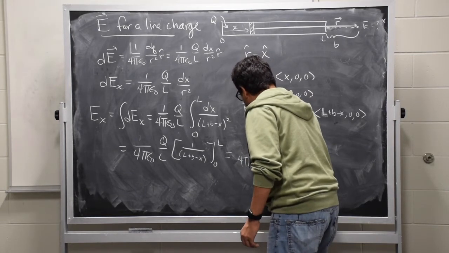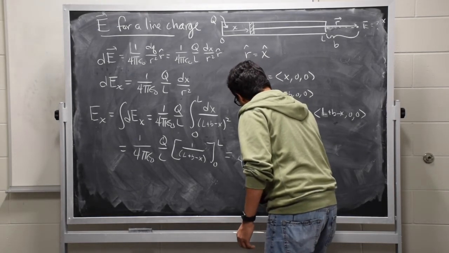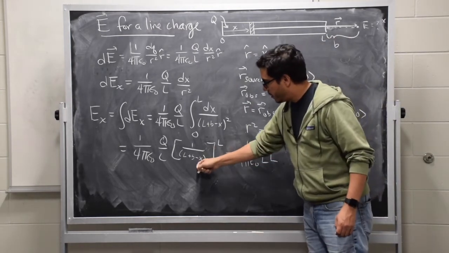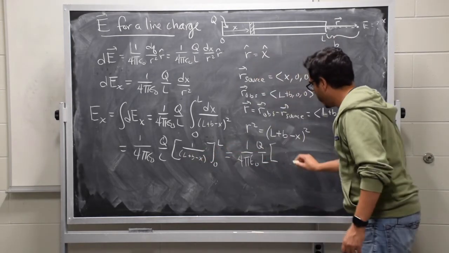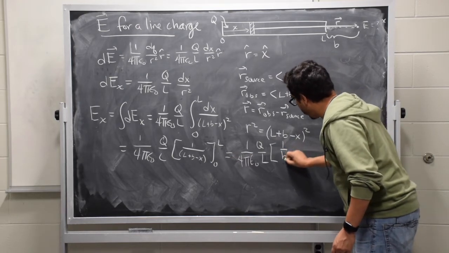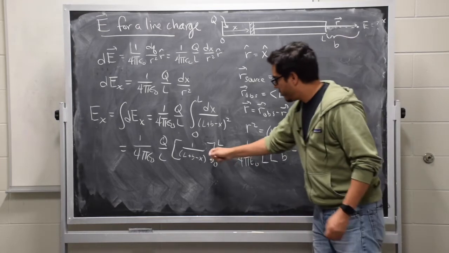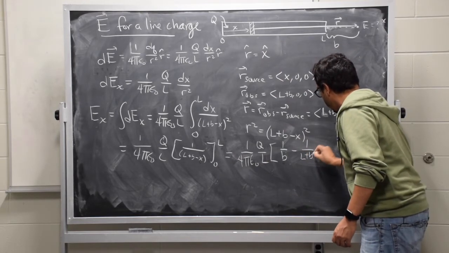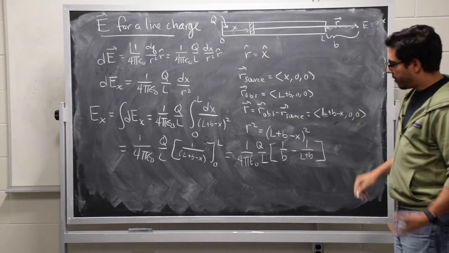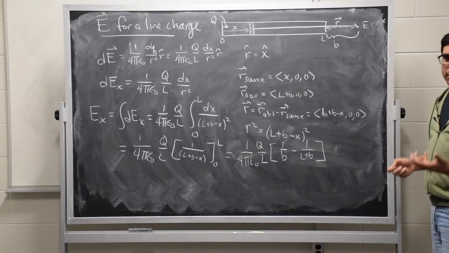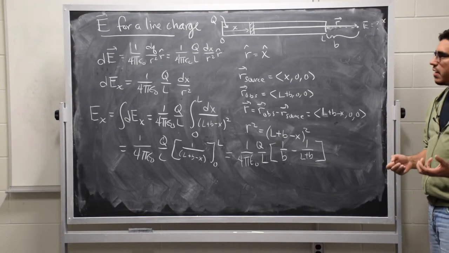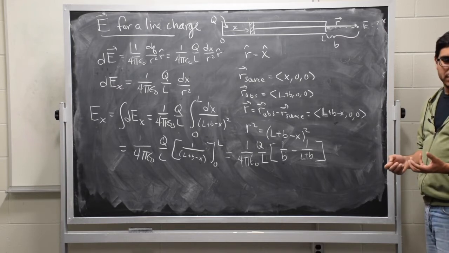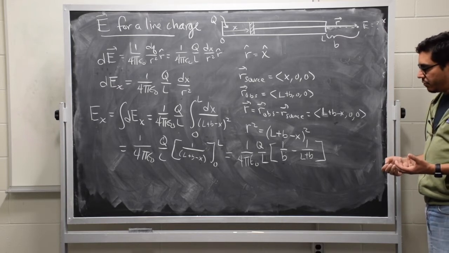So 1 over 4 pi epsilon 0, q over L, evaluated at the limits of L and 0. We put an L in here, and that L and that L are going to subtract, so we end up with 1 over b, minus, putting in 0 here, 1 over (L plus b). So that's our result. Now, how do we make sense of that? Do we make sense of it as having the right direction? Well, we have to clean this up just a little bit to be able to make that argument.